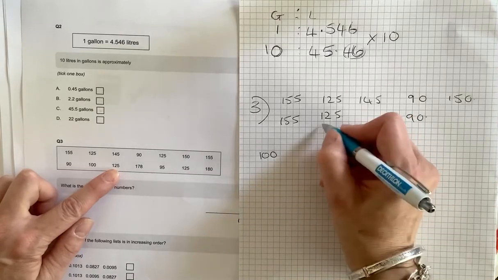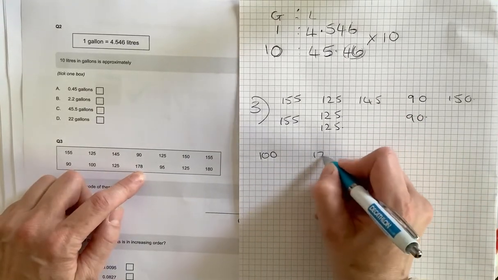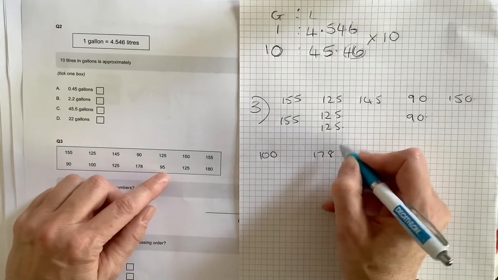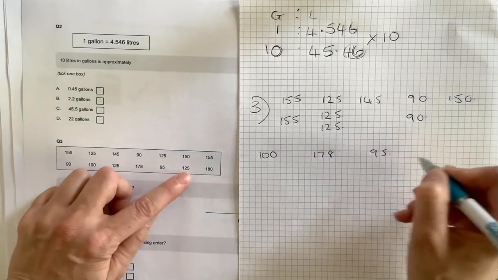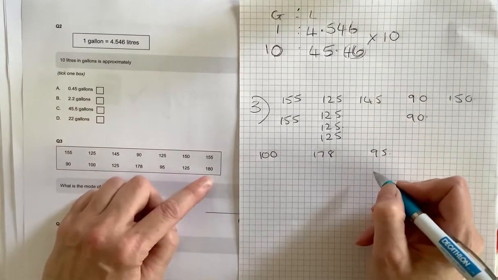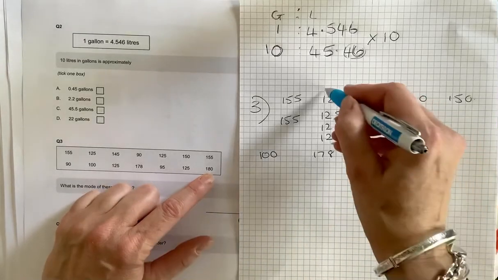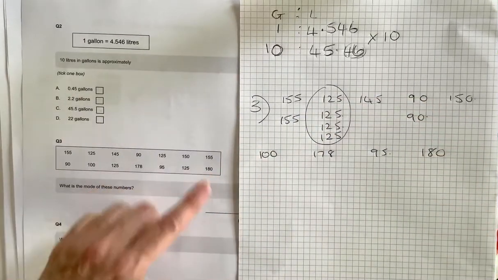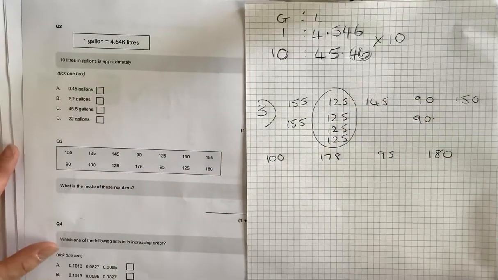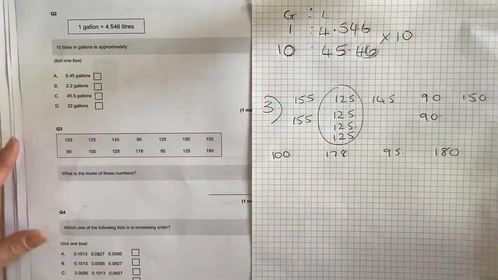I've got 125, put that there, I've got 178, that's a bit random, 95, again, different number, 125. Now some of you might have just looked at that and saw it, but I didn't. So 180 on its own, so we can clearly see the most common number there is 125, so that would be the mode of it. That's what we would write there. Okay then, question 4.